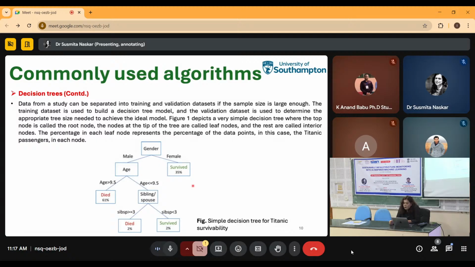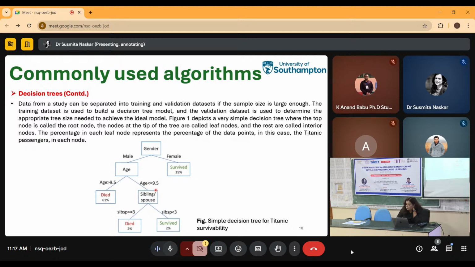So now if you look into the decision tree, you can see that there is a top node, which is called the root node. This figure depicts a very simple decision tree, using the example of the Titanic passenger data set. At the very top, the first split is made on gender, male and female, and then for males the next decision considers the age. For younger passengers, another split considers the number of siblings or spouses on board, right? Each leaf node shows a percentage, which represents the proportion of the data points in each of these categories.